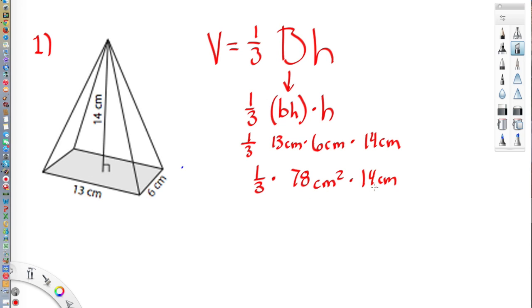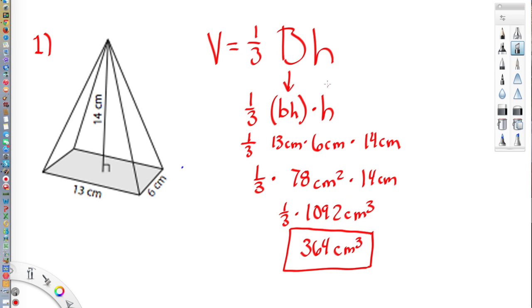78 times 14 would be 1,092 cubic centimeters. And my last step is to multiply it by 1/3 or divide it by 3, same thing. And when I do that, I'm going to get 364 cubic centimeters. And that is my final answer for the volume of this rectangular pyramid. I told you it wasn't that bad.